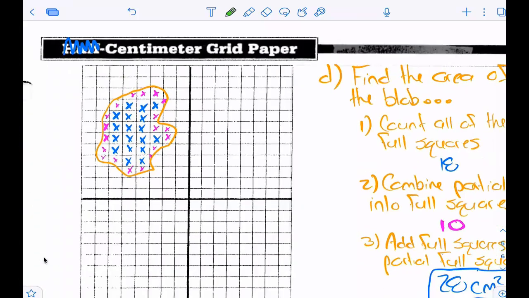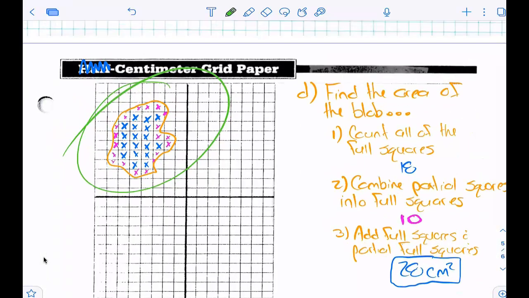We had a really blobbish type shape. Yes? And for that one, we did 3 steps. Step 1 was count all the full shapes. Step 2 was combine partial squares into squares. So we got 18 full squares, 10 partial squares that were made into full squares, right? And then we take the full squares and the partial full squares, add them together, and that gives us our total area. Yes, no? Yes. We good?